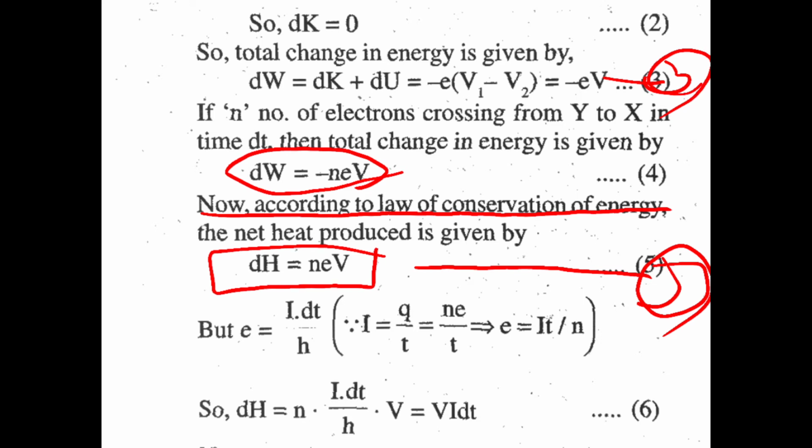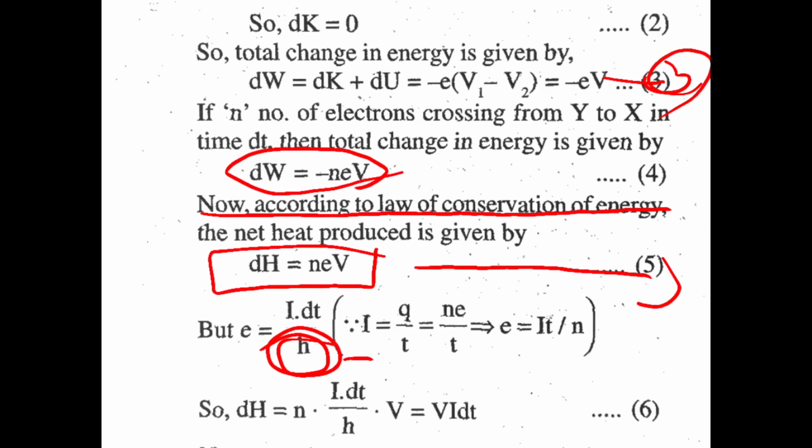Now E is equal to I dt by N. How do we get this? We know current I is equal to charge per time, Q by T. Here Q is Ne, so Ne by T. We get E is equal to I into T by N. Here T is dt, so I dt by N. This is N, not H.